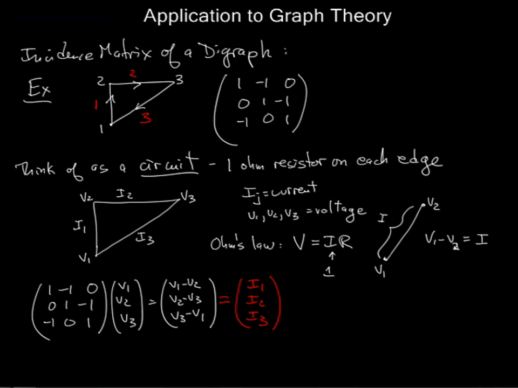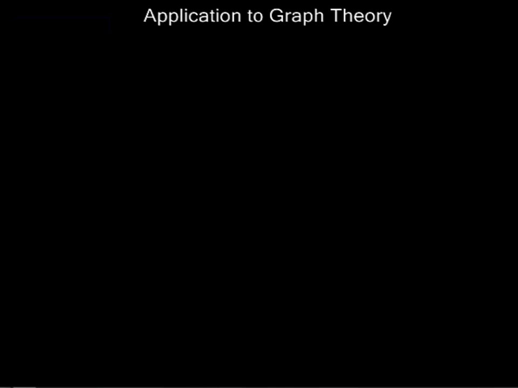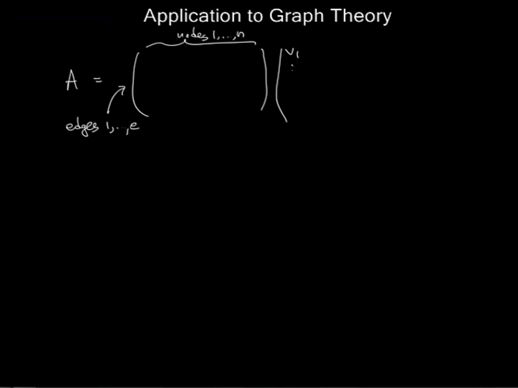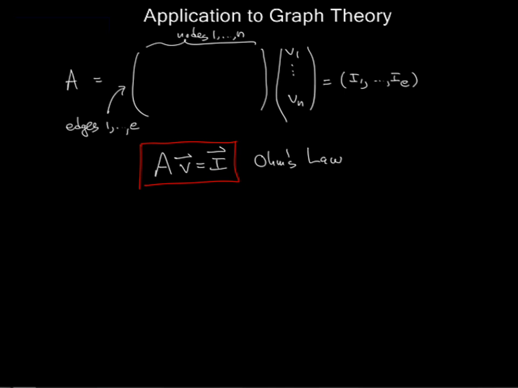So we can think of the incidence matrix in the following way. If you let A be the incidence matrix, and remember it has edges 1 through E and nodes 1 through N, and if you apply that to a list of voltages, what you get is the corresponding list of E currents flowing through the E different edges. And that's Ohm's law. That's just an expression of Ohm's law. AV is equal to I is capturing Ohm's law for this circuit.